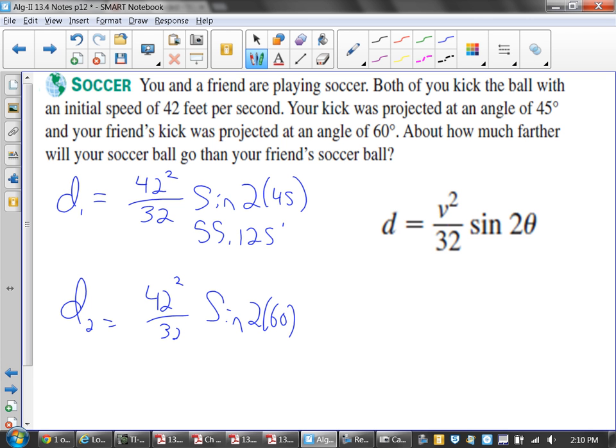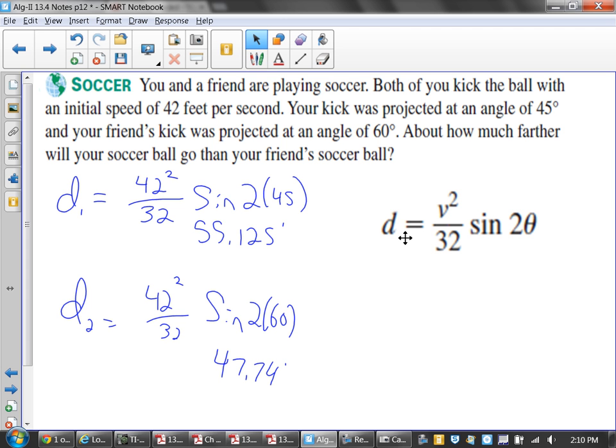Do that again with the alpha y equals 42 squared over 32 sine of 120. And Kayla can only kick the ball 47.74 feet. So how much better at soccer am I than she is? What would I have to do?